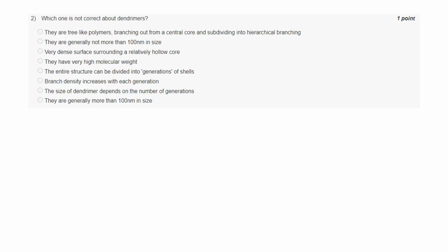I would like it if you guys can volunteer for this question. I'll wait for a while. Option 2, ma'am. Last option, ma'am. I think two people are speaking. One of you said the second option: they are generally not more than 100 nanometer in size. Okay, is there any other answer? The last option: they are generally more than 100 nanometer in size. Okay, I have two answers. I'll wait in case anybody else wants to give it a try. You're supposed to choose the false statement.